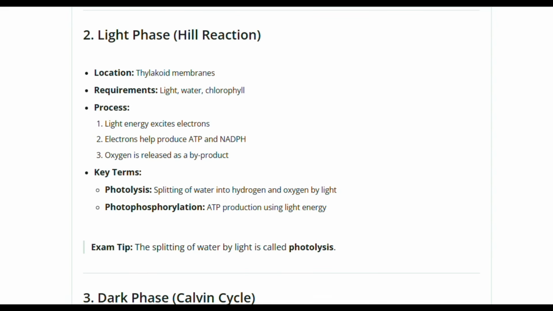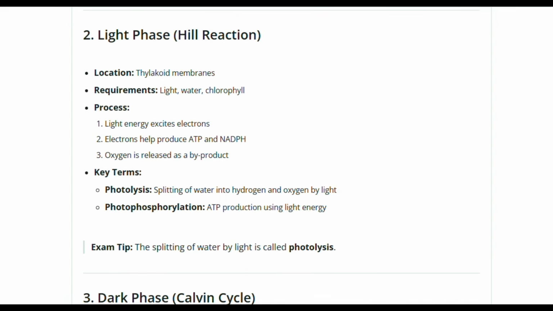Photolysis is the splitting of water into hydrogen and oxygen by light. So that light splits the water into hydrogen and oxygen. The water is split into hydrogen that side, oxygen that side. That's photolysis for you.